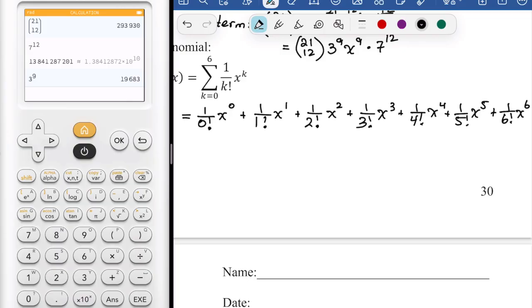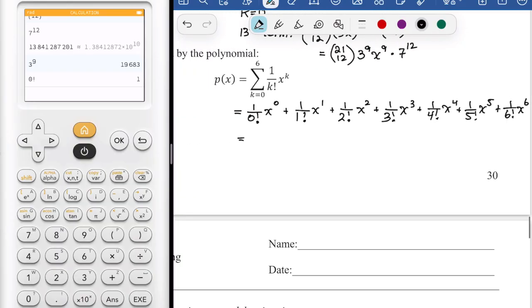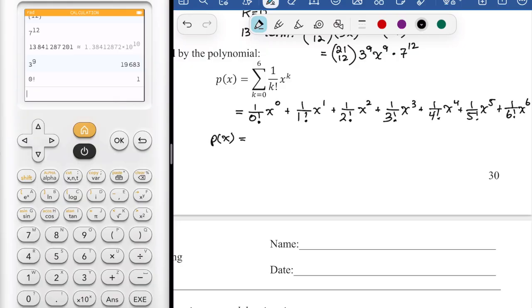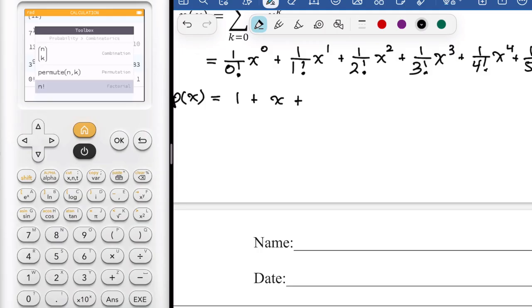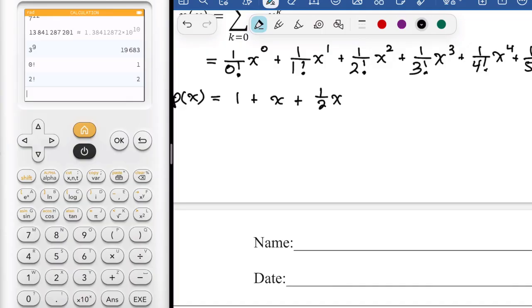All right. Now, same menu, just factorial. If I put in a 0 factorial, you would think it would be equal to 0, but through some probability concepts, which I'll explain down the line, gives a result of 1. So my first term here for p of x is equal to 1. So 1 plus x plus, because 1 factorial is equal to 1, 2 factorial is equal to 2, so plus 1/2 x squared.